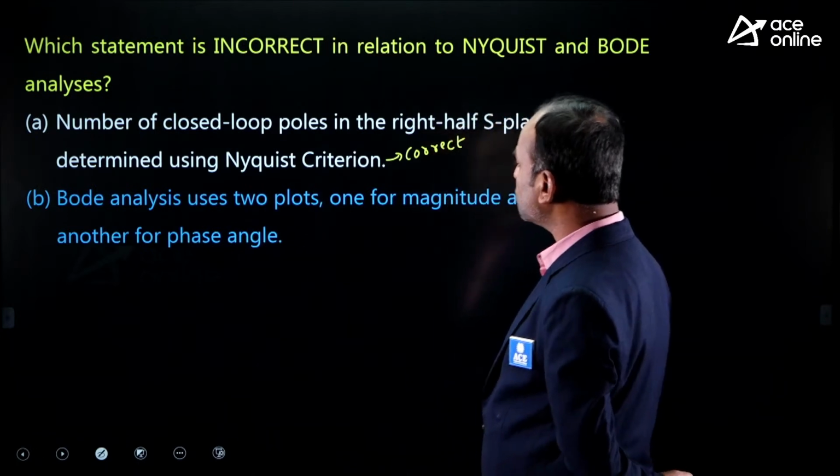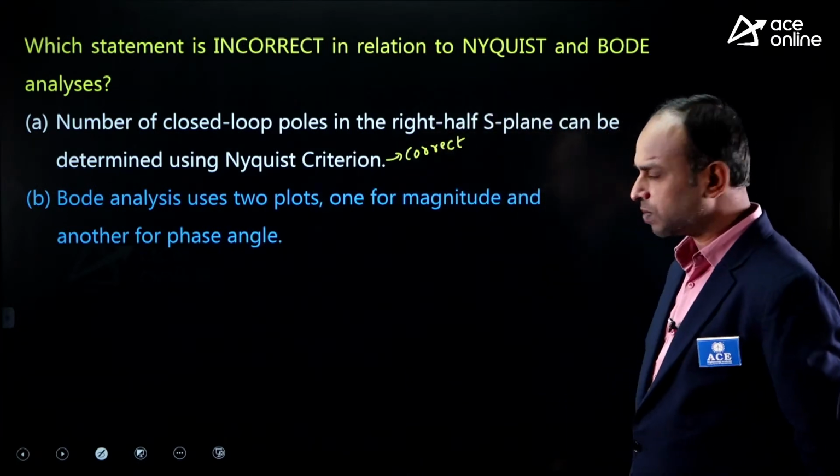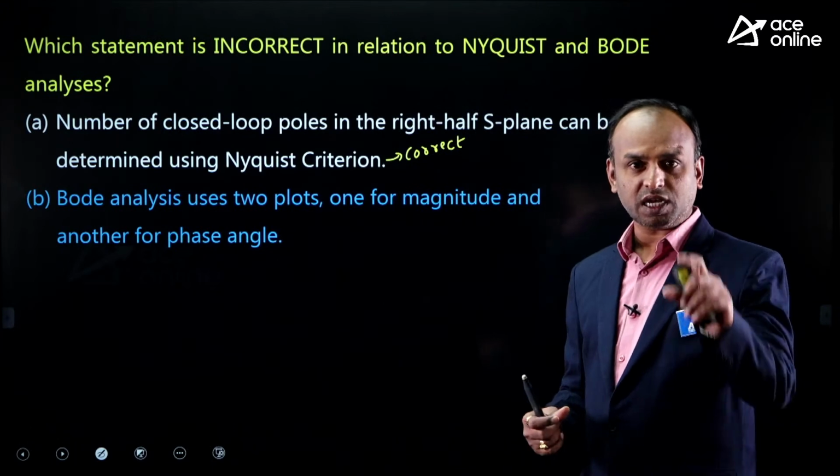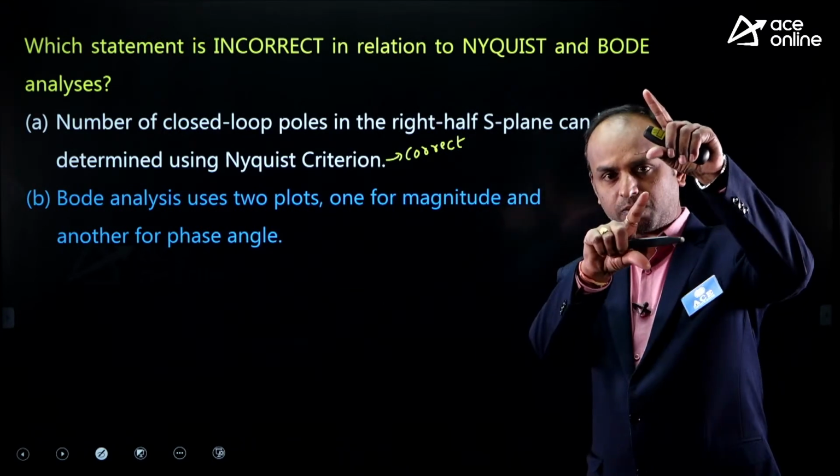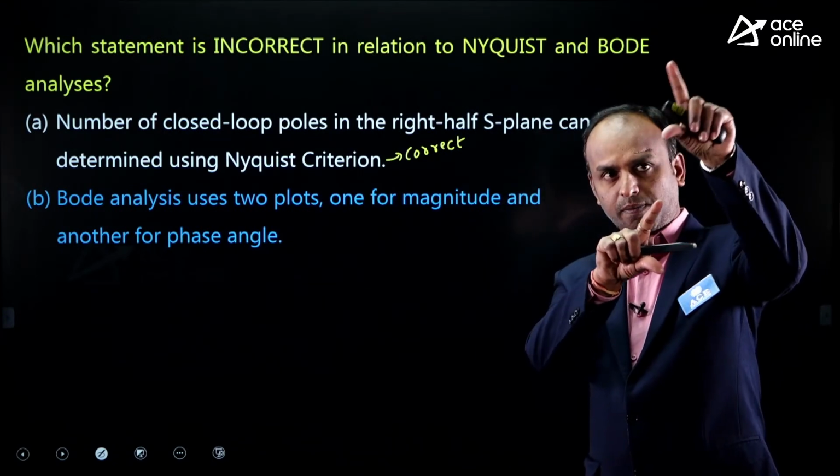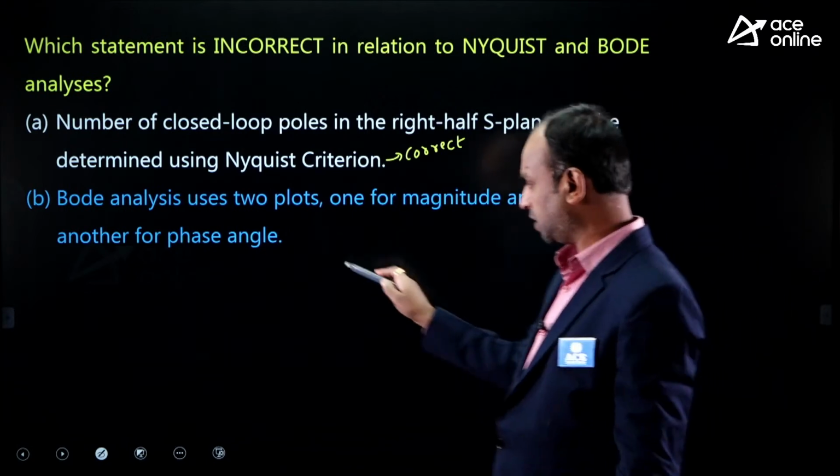Bode analysis uses two plots: one is the magnitude plot, and one is the phase plot. Correct. To draw a Bode plot, we need two separate graphs: a magnitude plot and a phase angle plot. It is also a correct statement.